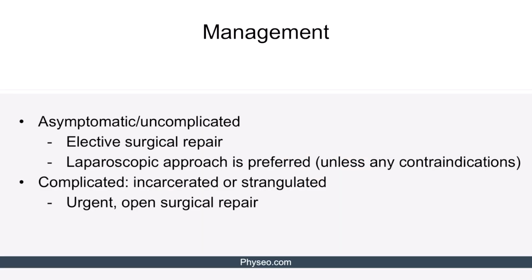Now let's move on to the management of femoral hernia. If the patient is asymptomatic or presents with an uncomplicated hernia, we must recommend an elective surgical repair and then explain the possible risk of complications. Once the patient has decided to undergo surgical repair, a laparoscopic approach is preferred in these patients unless there are contraindications. Some contraindications to laparoscopic surgery include incarceration, infection, or ascites. If the hernia is complicated with incarceration or strangulation, then an urgent open surgical repair is indicated.